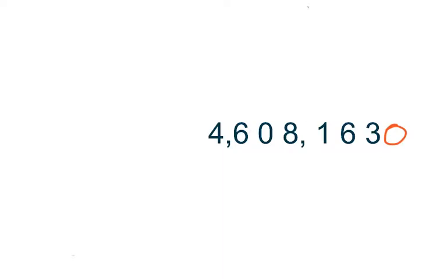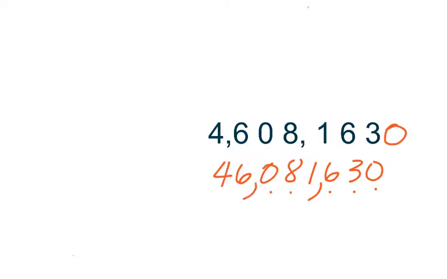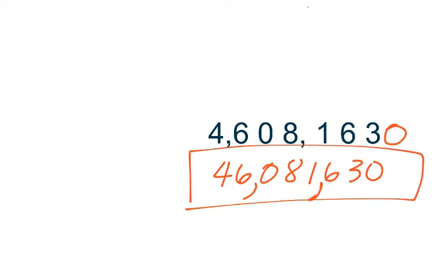Now, I added a 0 to the end, but guess what? My commas right now look really, really confusing. So I'm going to rewrite this number and then reinsert my commas. So I go ones, tens, hundreds, comma, ones, tens, hundreds, comma. So my new number is 46,081,630. Okay, so this again would be my final answer for that. Do make sure you put your commas in the right place, because otherwise no one will know what number you're writing.